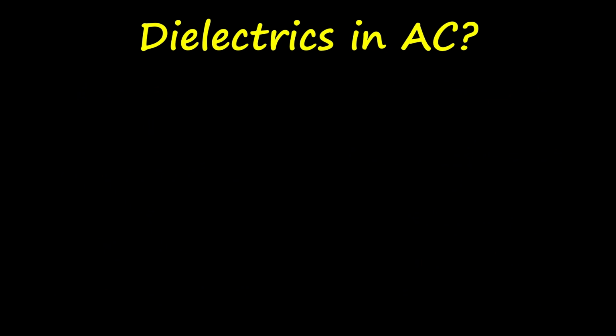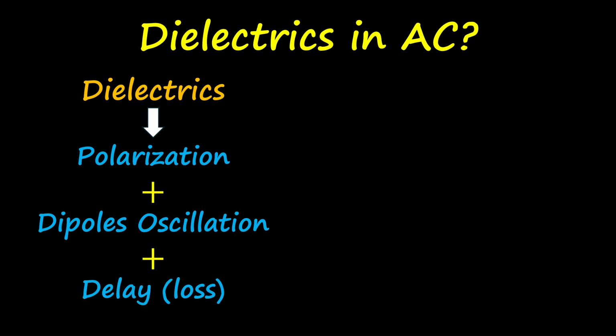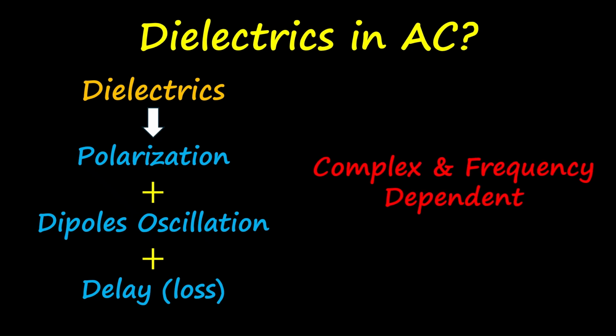What about a dielectric in a high frequency signal? When you place a dielectric in a high frequency signal, there will be polarization as well as dipole oscillation. And because of the high frequency, there will also be delay or loss. So because of these three effects, the susceptibility of dielectrics when placed in a high frequency signal will be a complex and frequency dependent quantity, and because of this, the permittivity will also be complex and frequency dependent.